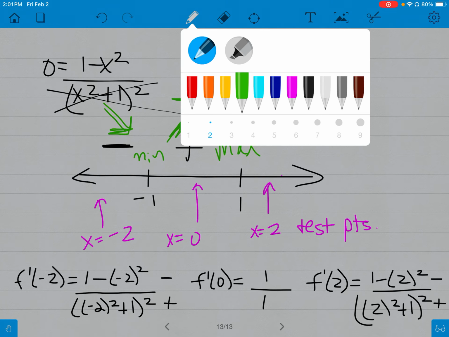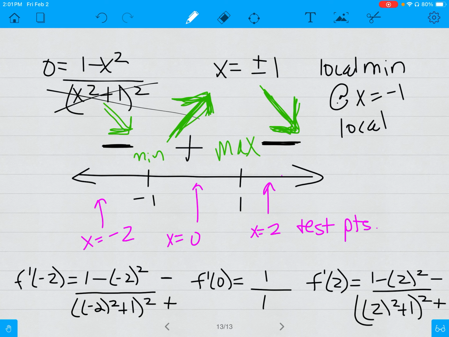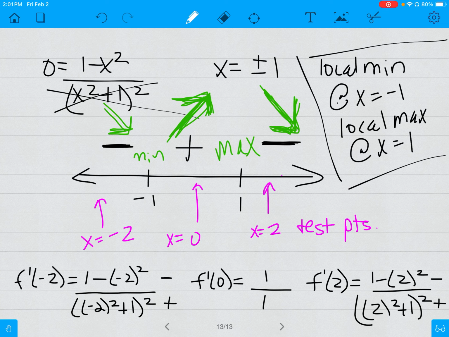So in terms of this particular function, we have two local extrema. We have a local min at x equals -1, and we have a local max at x equals 1. That's how we use the first derivative test to find local extrema.